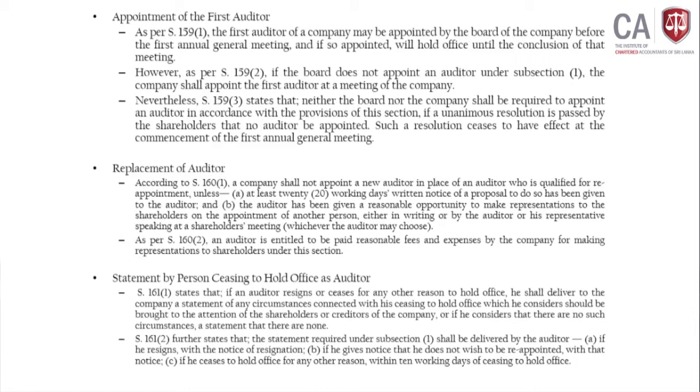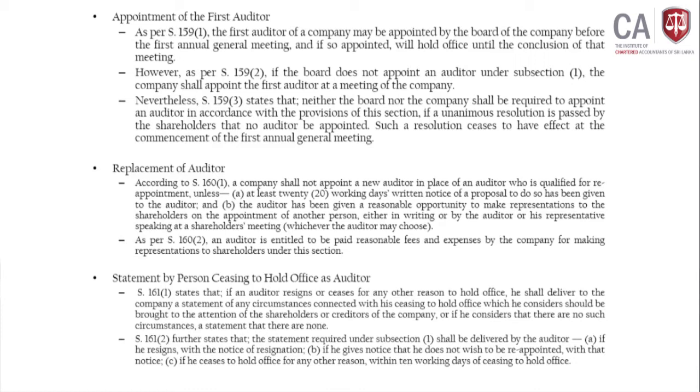Likewise, you appoint an auditor at the AGM and then let that auditor operate during the period up to the next AGM. So if a company has been formed newly, then as per section 159(1), the first auditor of a company may be appointed by the board of the company. So it is the board that appoints, not the shareholders. The board of the company, before its annual general meeting, has to make such appointment. And if so appointed, the auditor will hold office until the conclusion of the first AGM of the company.